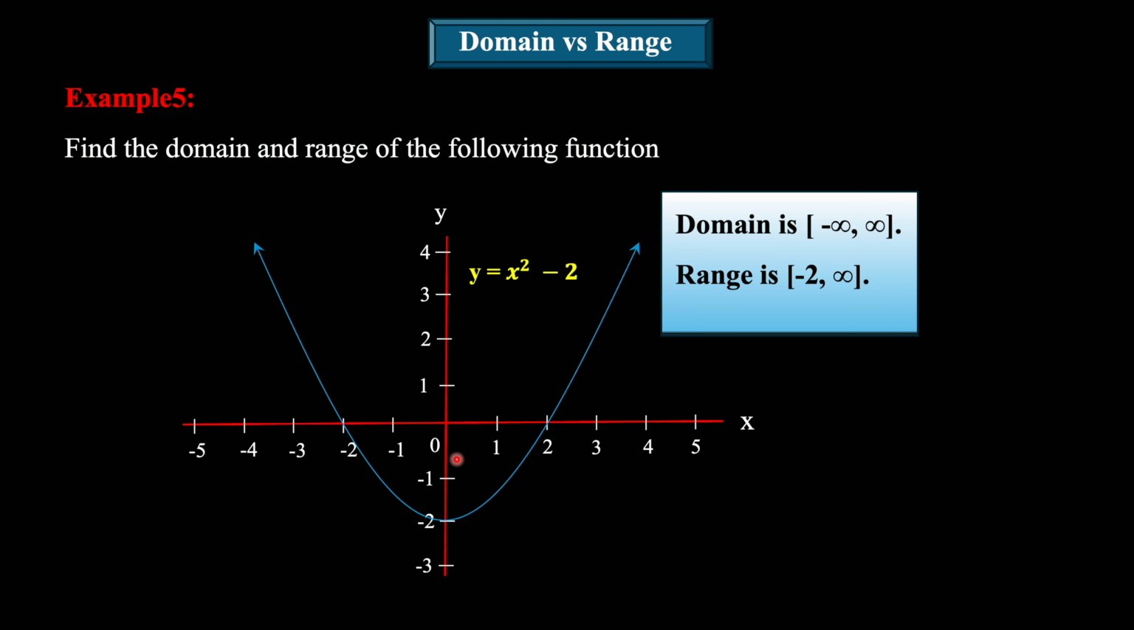Now the range: our curve comes from plus infinity and stops at minus 2. That's why our range is from minus 2 included and it continues to infinity. In the coming videos, we will talk about the types of curves, when you have x to the power 3 or a logarithmic curve. We'll talk about them in more detail.